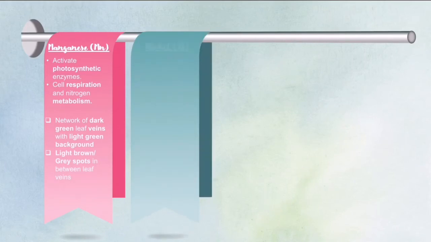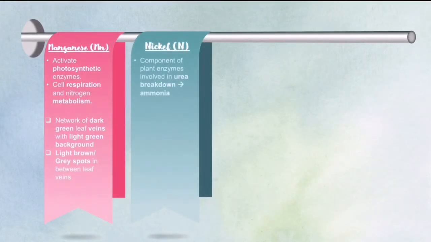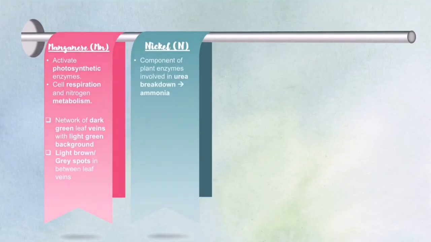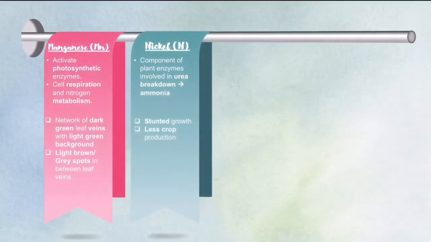Next, we have nickel. Nickel is a component of plant enzymes involved in urea breakdown into ammonia. Lack of nickel will cause stunted growth, and it also reduces crop production. And lastly, burn effect at the end of leaves is because of urea accumulation.